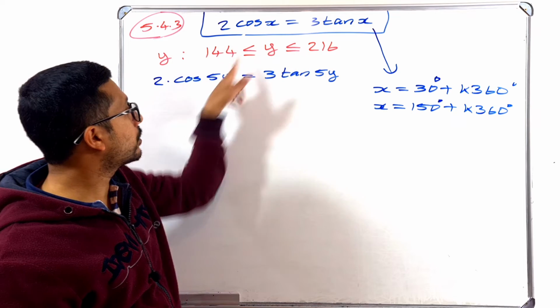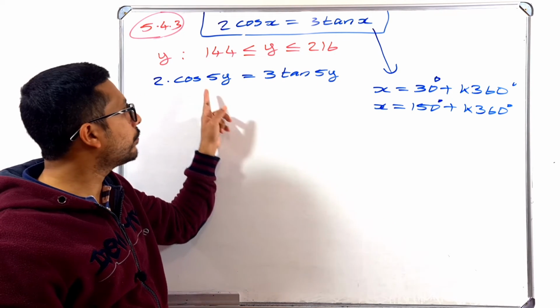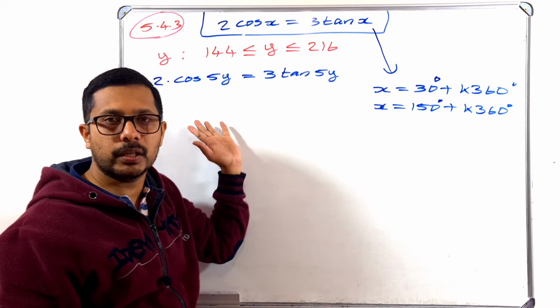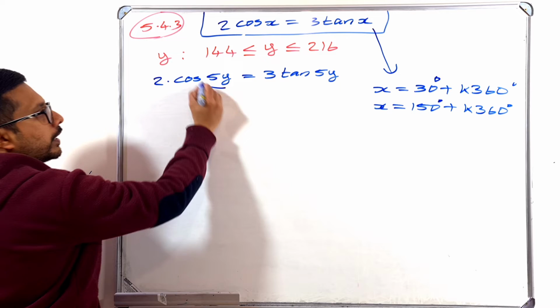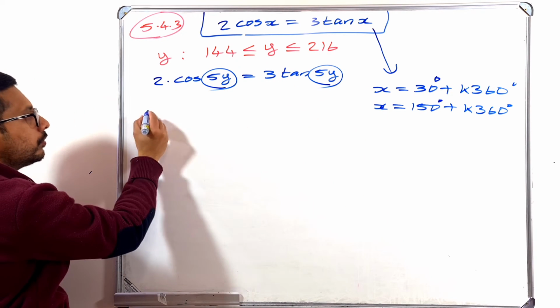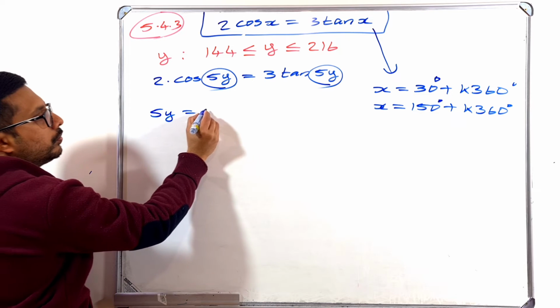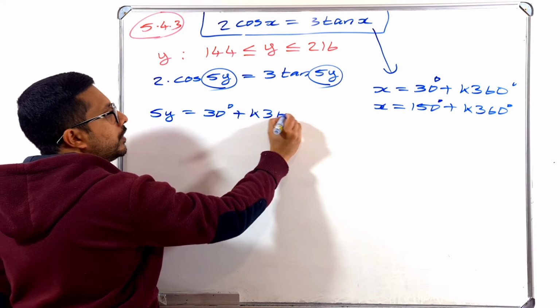They changed this x to 5y. So when it is x, this is the solution. So when it is 5y, what is the solution? That's the question. Look at the first equation. What is x now? X is 5y now. So 5y is equal to 30 plus k times 360.